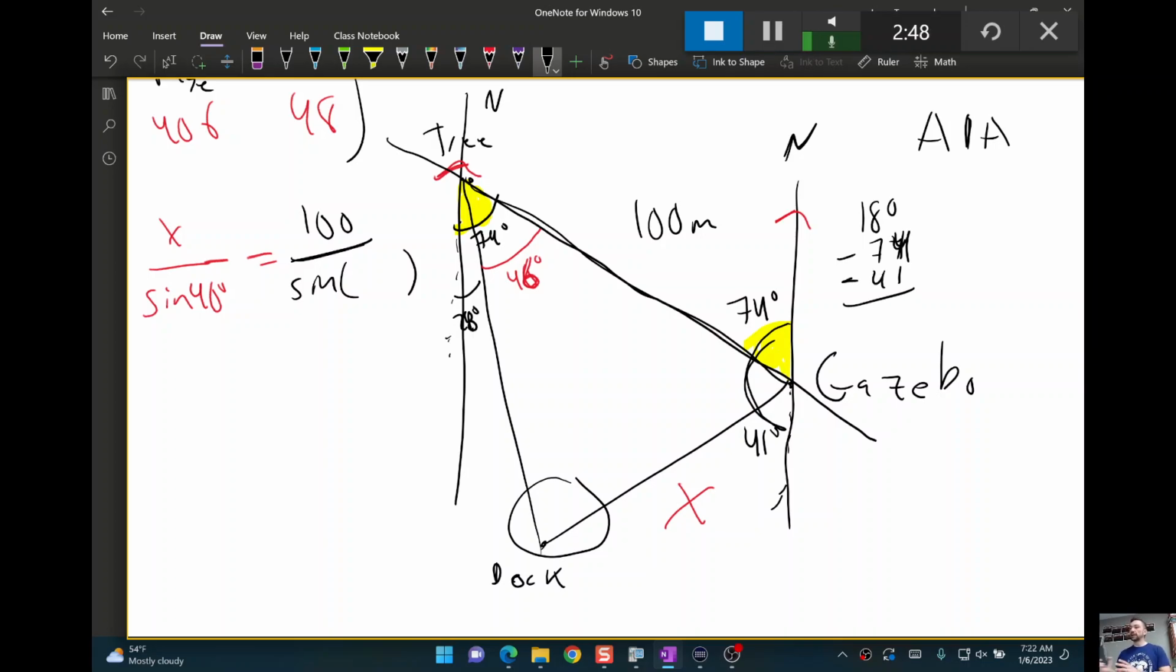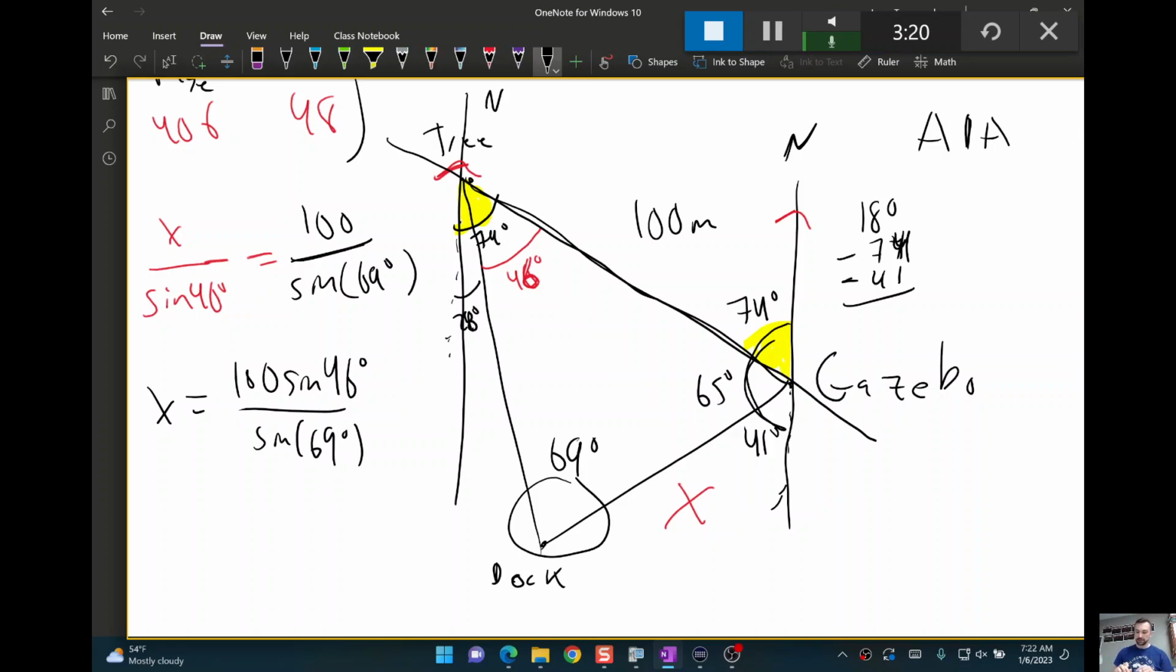So I could find that angle at the gazebo from 180 minus 74 minus 41. And now I have 2 of 3 angles of a triangle. So 180 minus this 46 minus this 65 gives me this angle is 69. And that was really the last piece of the puzzle that I needed. X, the distance they're asking us to find, will be 100 sine of 46 degrees over the sine of 69 degrees.